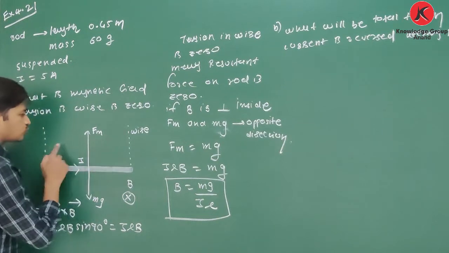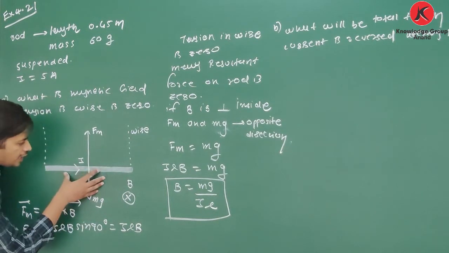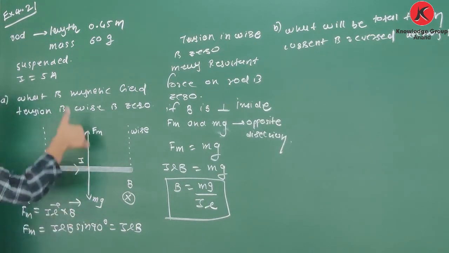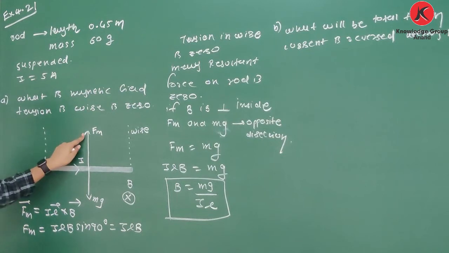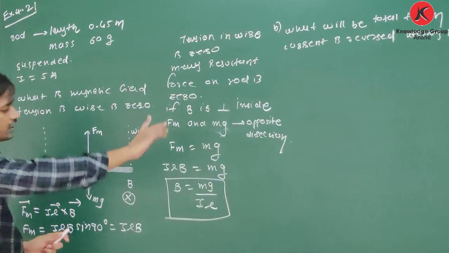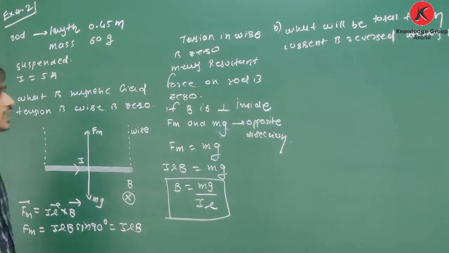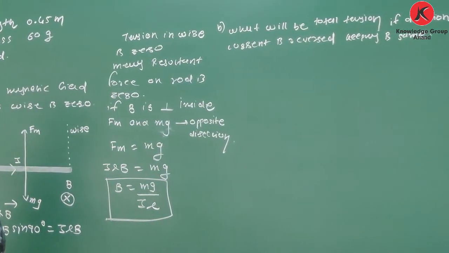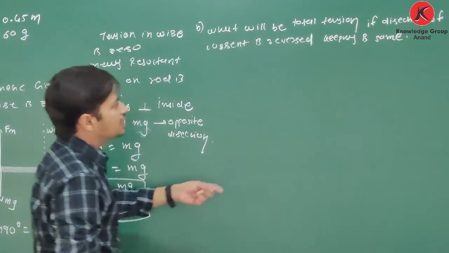Again, tension in this wire is 0, which means the net force acting on this rod is 0. Mg is always acting in vertically downward direction, so due to the magnetic field, the force acting must be in vertically upward direction, Fm in this direction. And it is possible when the magnetic field is perpendicular inside. Clear about this? Okay. Now, what is the second question? Yes, you can calculate this.